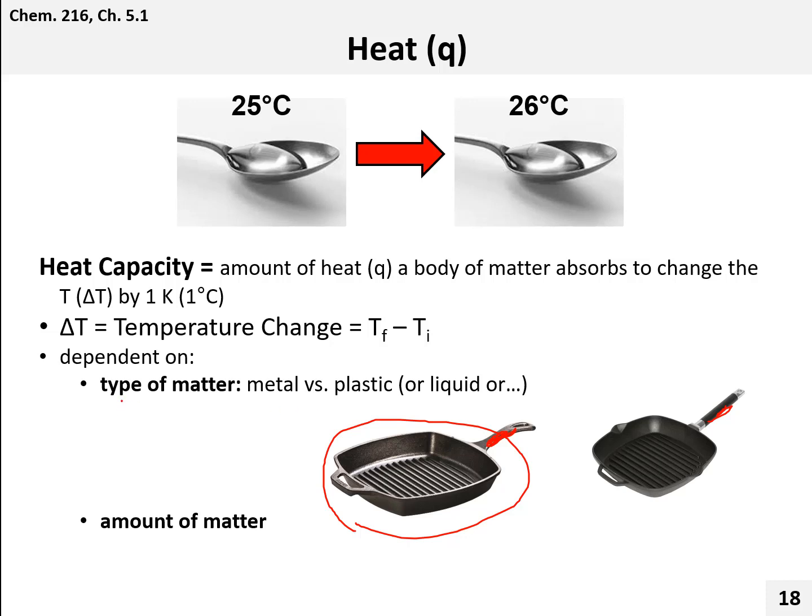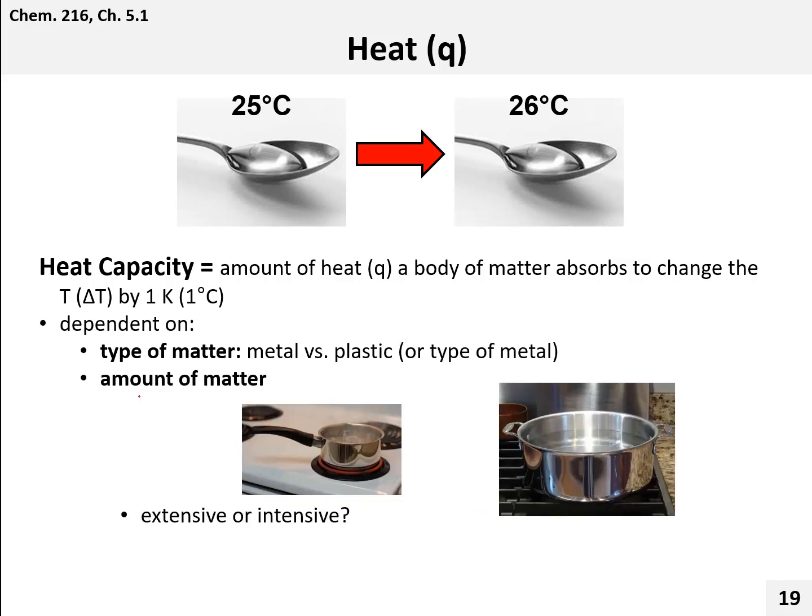The other thing that heat capacity is dependent on is the amount of matter. We know this because if we had a small pot versus a big pot, this big pot is going to take more water or more heat to increase temperature. And now, because this is dependent on the amount of matter, we can say that heat capacity is an extensive property. Extensive means it's dependent on the amount of substance. All right, so let's go ahead and do a problem involving heat capacity.